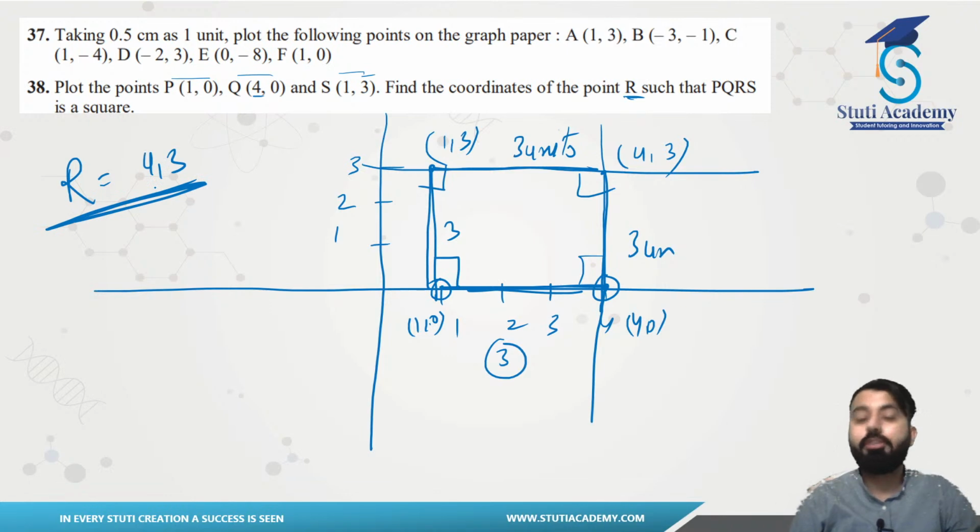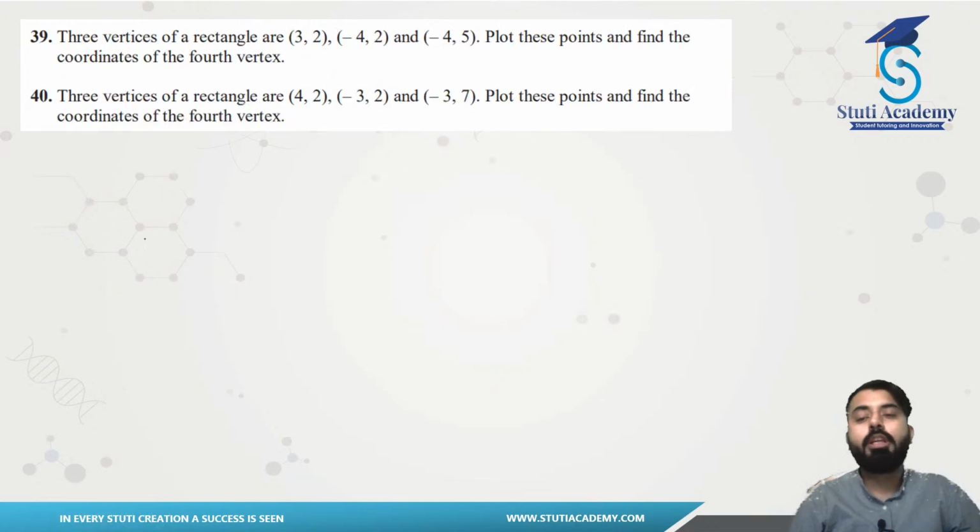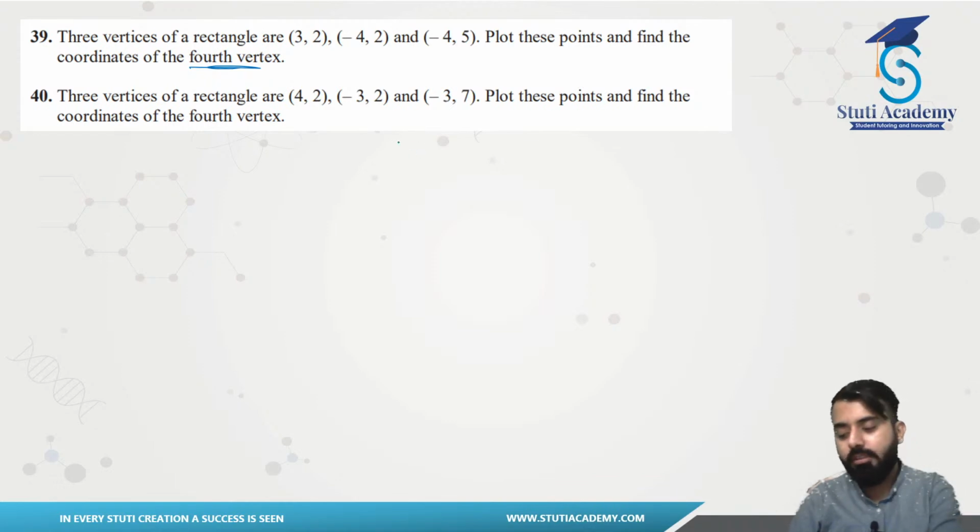I hope you understand this and you don't have any doubt in this, right? So this is how you're going to find out the coordinates of the remaining point. Now let's see what we have for the next part. It is the 39th question. It is similar. These are the vertices of your rectangle, so you just have to find out the fourth one. You can easily solve this one.